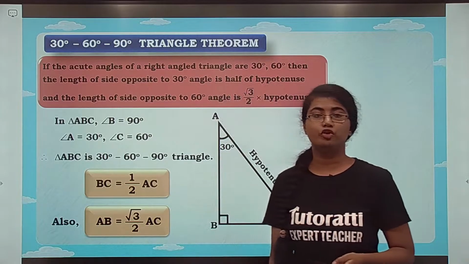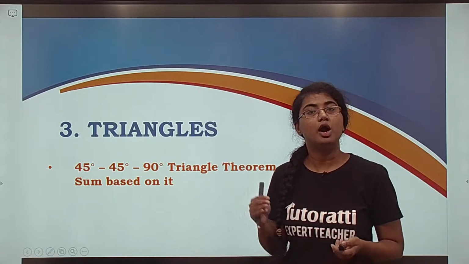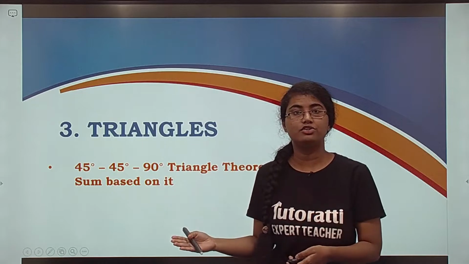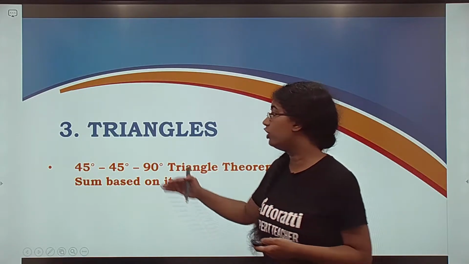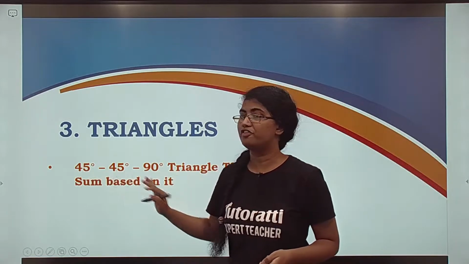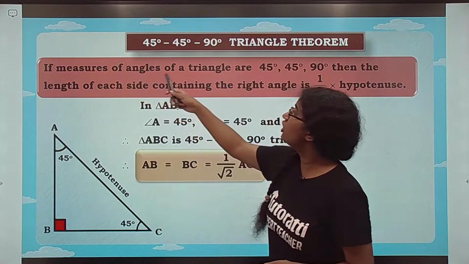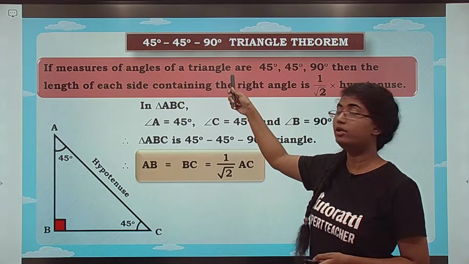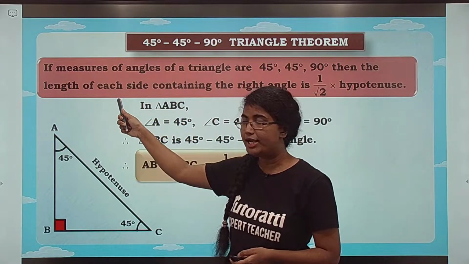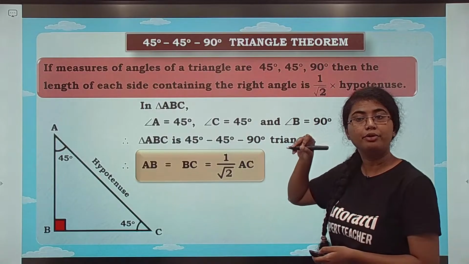Alright, so let's move on with the next property, which is 45, 45, 90. Now again, this 90 remains constant. It means we still have a right angle triangle. What changes is that the two acute angles, they are no longer 30 and 60, now they are 45, 45. Let's see what it says. If the measures of the angles of a triangle are 45, 45, 90, then the length of each side containing the right angle is 1 by √2 times the hypotenuse.